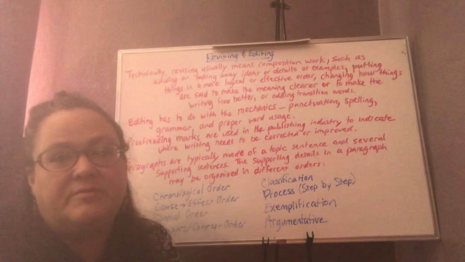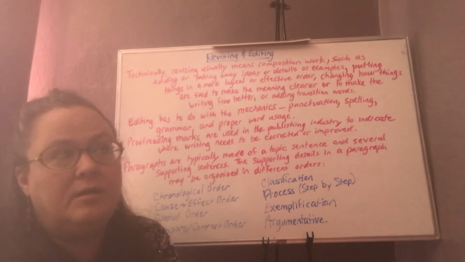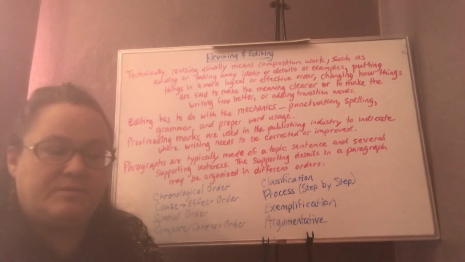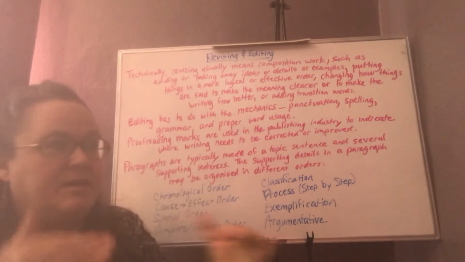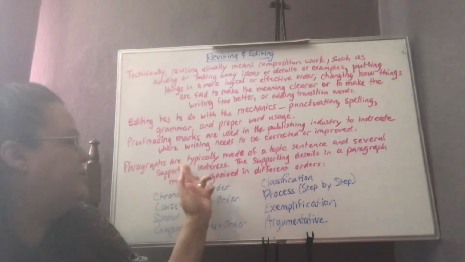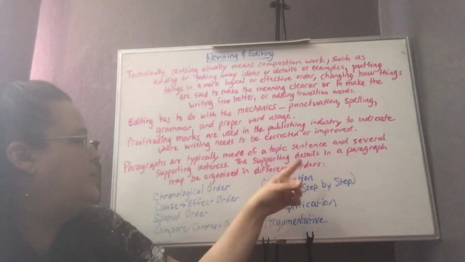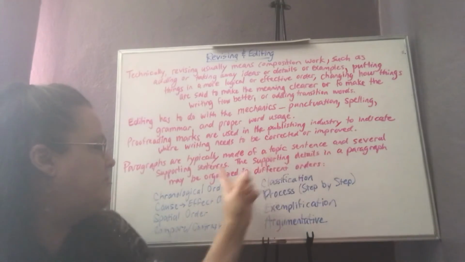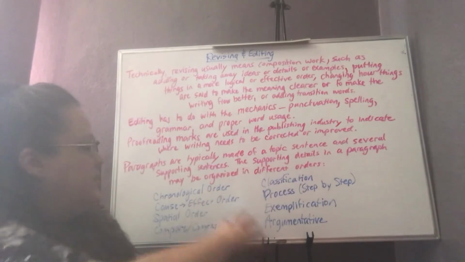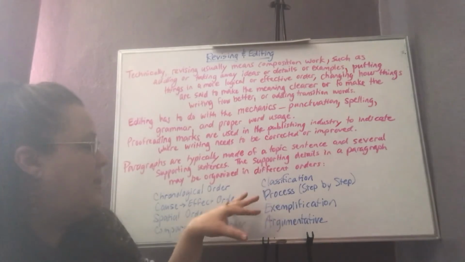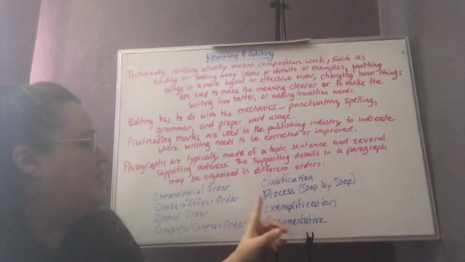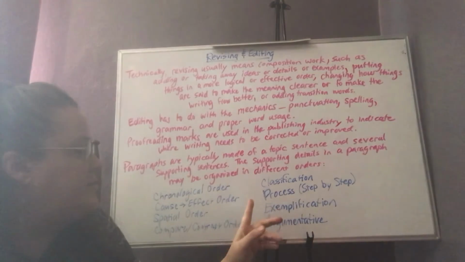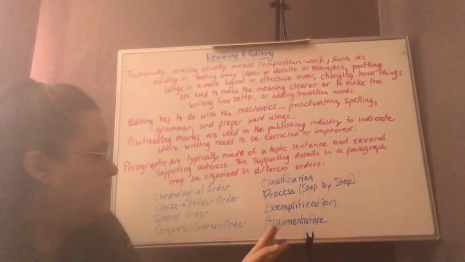Exemplification is a fancy way of saying examples. So I'm going to give you examples of all of this. So there's a topic sentence and then examples. For example, this could be a topic sentence. Paragraphs are typically made of a topic sentence and several supporting sentences. The supporting details in a paragraph may be organized in different orders. And here, instead of having an actual paragraph, I made a list. But you could write that out in a paragraph, and that would be the exemplification organization.